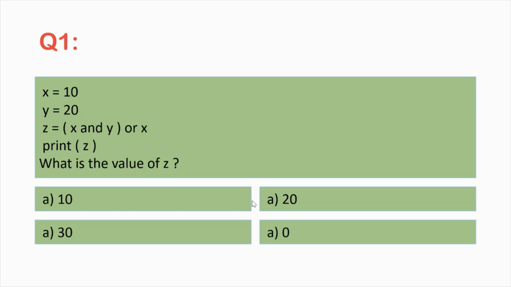So the first question is: x is equal to 10, y is equal to 20, and z is equal to, in brackets, x and y, or x. So how will we solve this? Print z. What is the value of z? Can you tell me the value of z? Okay, let's see how it will execute this statement.